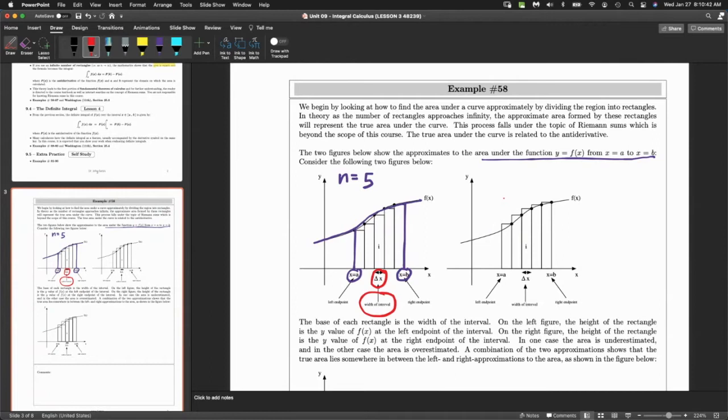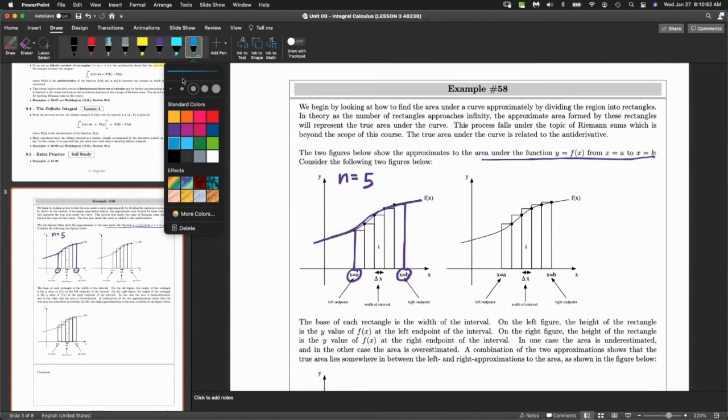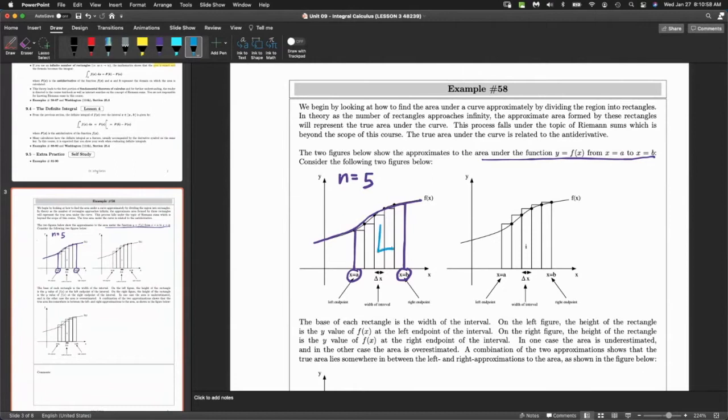So let's take a closer look at these rectangles. I'm not asking too many prompt questions here, but maybe offer me some insight into the rectangles. We have 2 diagrams, the one on the left and the one on the right. Can someone comment in the chat: what's the difference between the 2 diagrams? Just tell me in your own words. It's the same function, and we're still going from here to here.